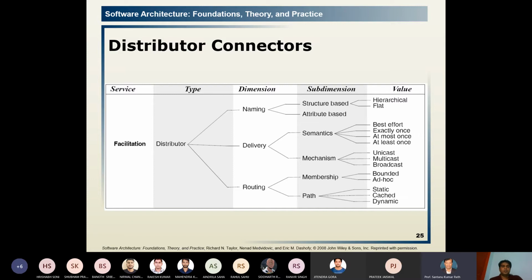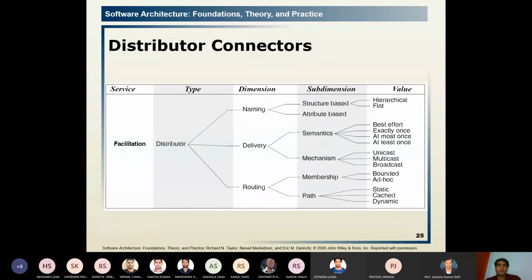The last one, the distributor connector. It will work as a facilitator. Naming, delivery, and routing. Naming means the subdimensions of naming are structure based or attribute based. Attribute means something column wise. Structure means like a tree structure, graph structure, or a linked list type structure, any data structure. Attribute based means a tabular mechanism. Then if structure based, it is hierarchical or flat.